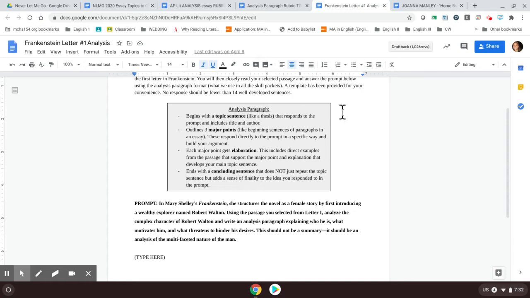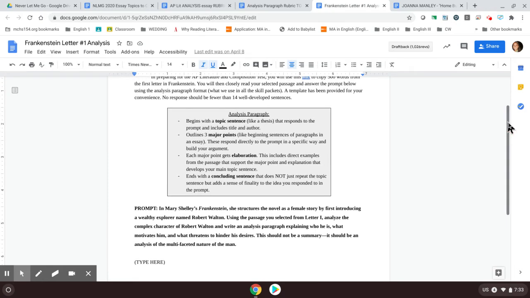One thing I would probably pause and take note of is what's in the shaded box, because when you do have to write your 2 essay questions over this test, this is the structure that I'm going to ask you to use. So instead of talking about how to write a full and complete essay, because I do not want your hand to hurt and I don't want you to think that on your essay questions for this test you have to be writing 4 pages, I'm asking for paragraphs. All right. And you can see my last statement says, a template has been provided for your convenience. No response should be fewer than 14 well-developed sentences.